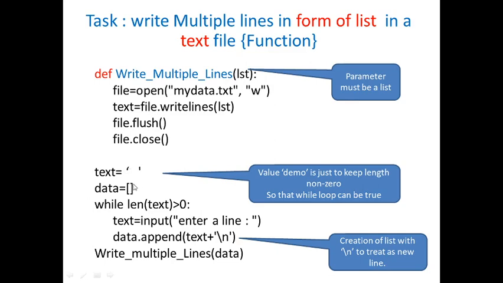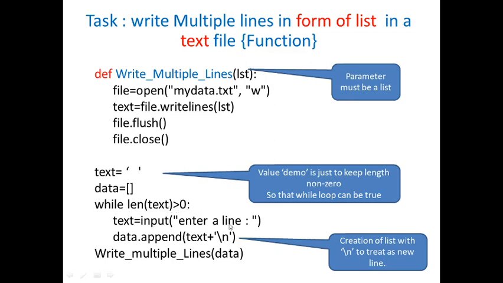And another one is data, which is the list, because in the writelines function we have to pass a list only. Now the loop starts while the length of text is greater than 0. The first time obviously the text length will be greater than 0 because I already entered one space here.